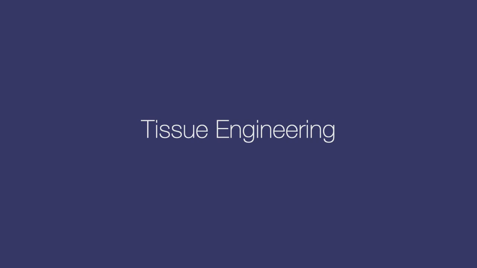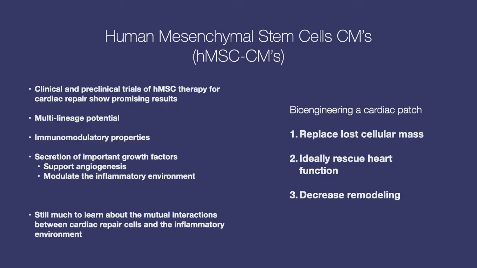Next, I would like to discuss quickly some tissue engineering strategies that have been done to help post-MI hearts. This paper focused on human mesenchymal stem cells and their ability to repopulate cardiomyocytes. This is already being used in clinical and preclinical trials, and they are showing promising results. The reason they are choosing these mesenchymal stem cells is because they have multi-lineage potential, immunomodulatory properties, and they secrete important factors, specifically ones that support angiogenesis and ones that modulate the inflammatory environment.